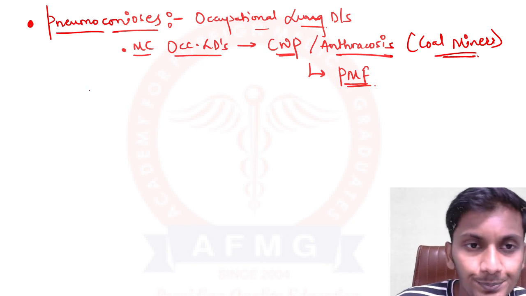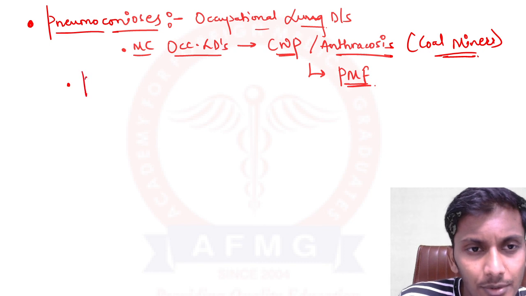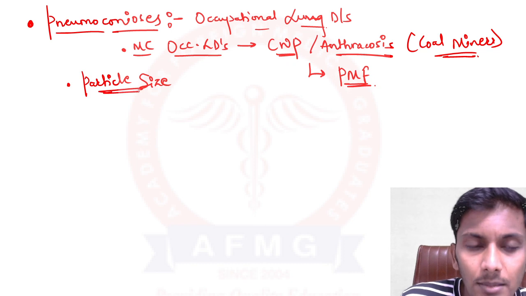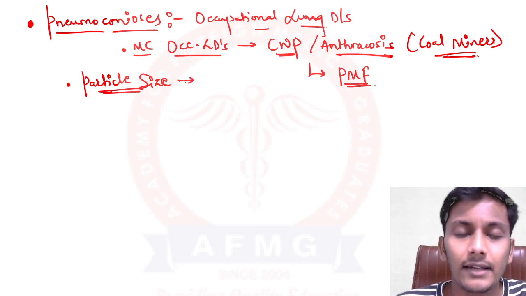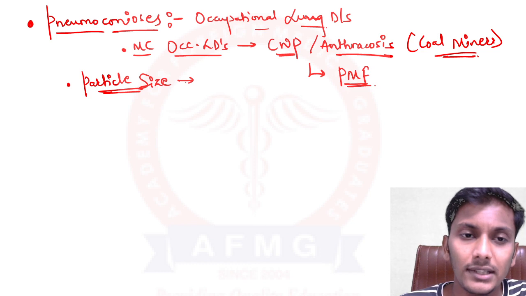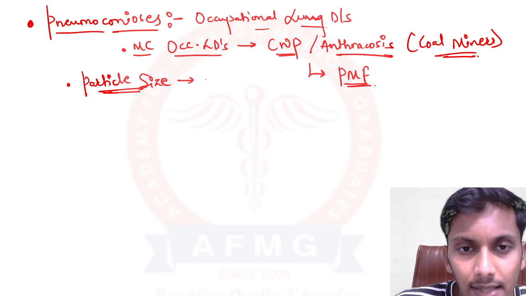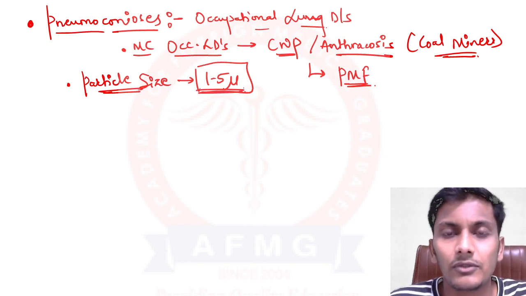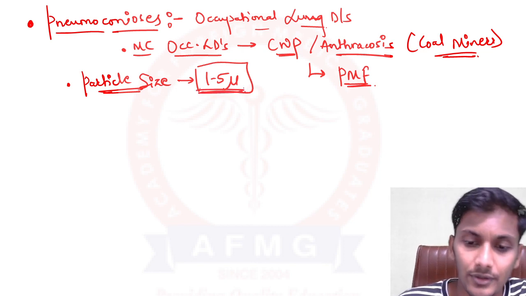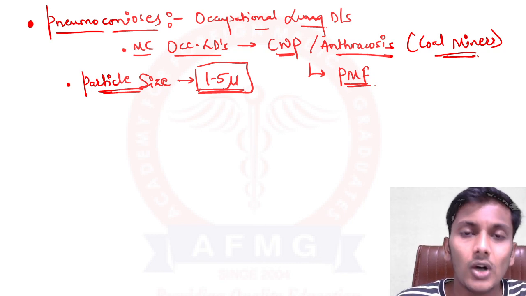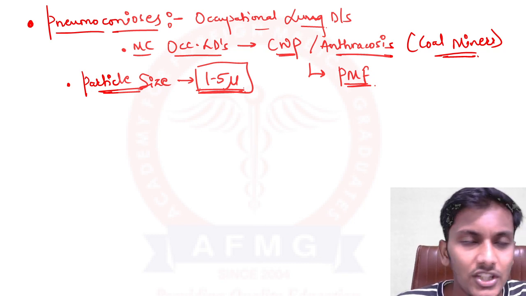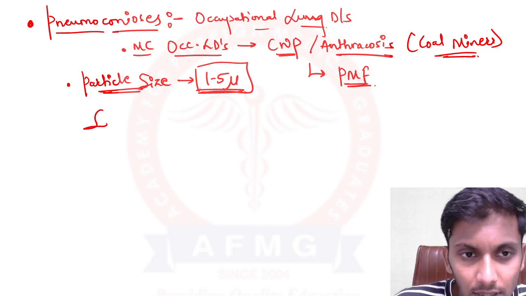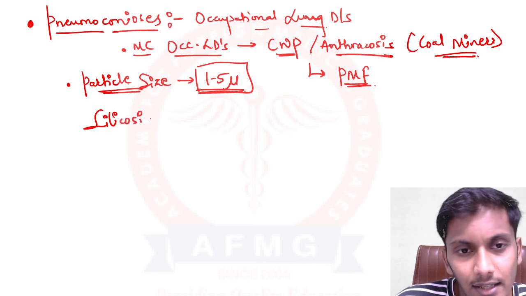Important one. The important point you need to remember again is the particle size. The question has come earlier from Patho also and from PSM also. The most important particle size responsible for causing occupational lung diseases is 1 to 5 microns. So the particle size responsible for causing pneumoconiosis is 1 to 5 microns. Coal dust or silica dust of 1 to 5 microns is the most common one which can lead to these pneumoconiosis.